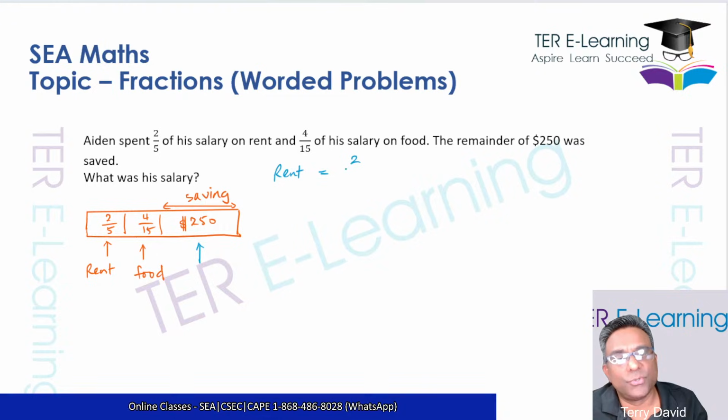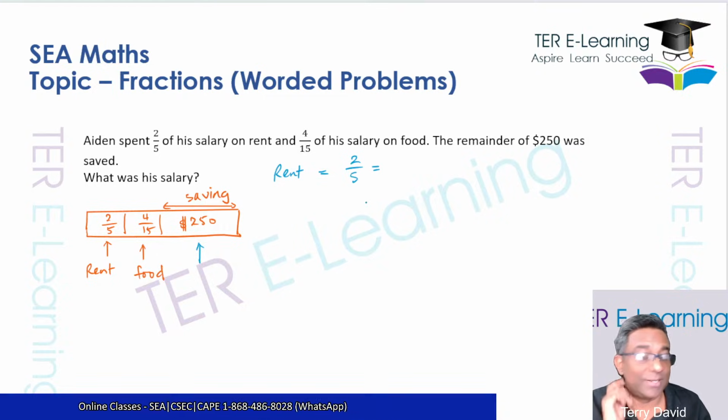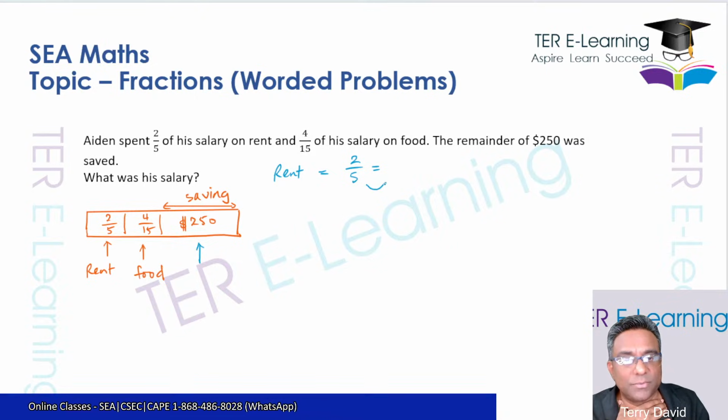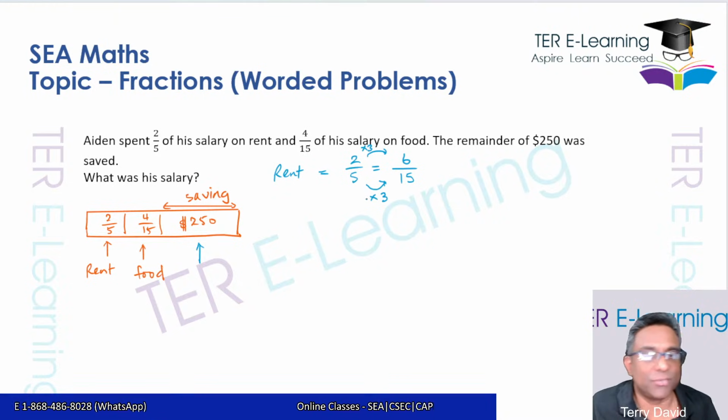Rent is equal to 2/5, but let's write that as an equivalent fraction, something over 15. So we're going to multiply this by 3, and you'll get 15 at the bottom here. Let's do the same thing on top: multiply by 3 as well. So 2 times 3 is 6, right? So the rent is actually 6 over 15.